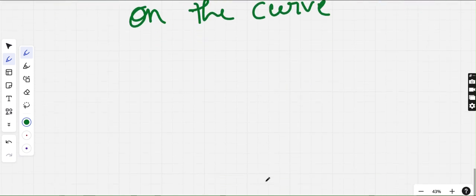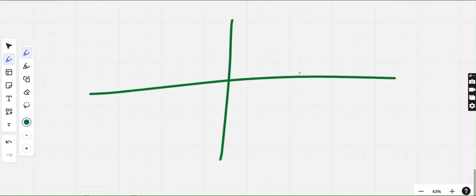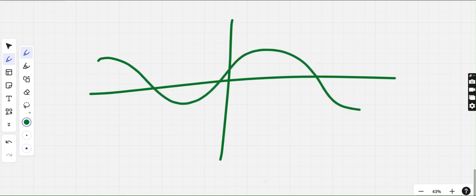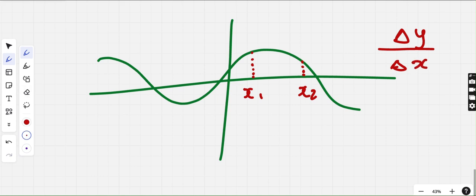Let's say I have a curve with x and y axes, and the curve goes this way. If I want to know the average rate of change between 2 points, let's say x1 and x2, that means how my output is behaving with respect to my input, the change in the output with respect to the change in input.